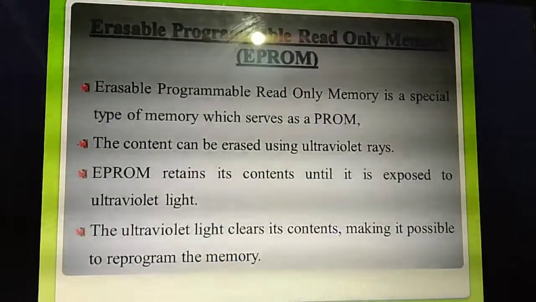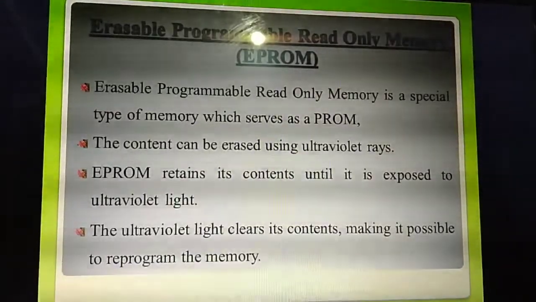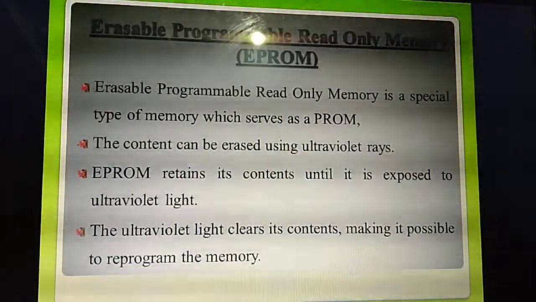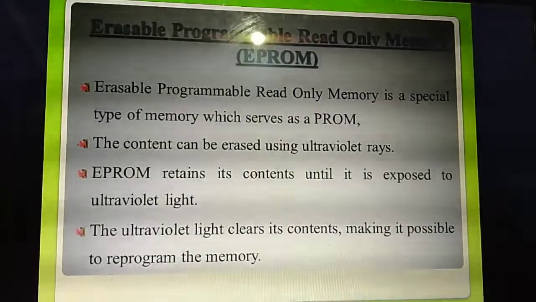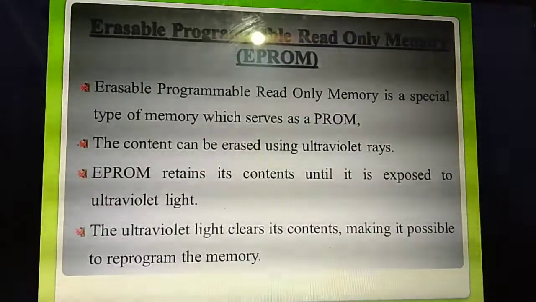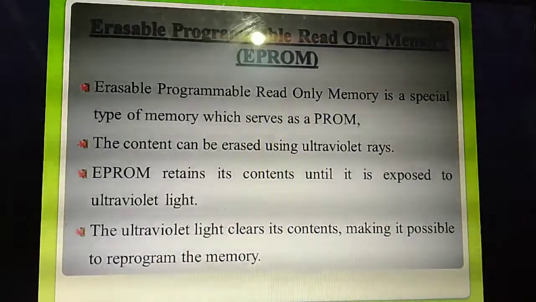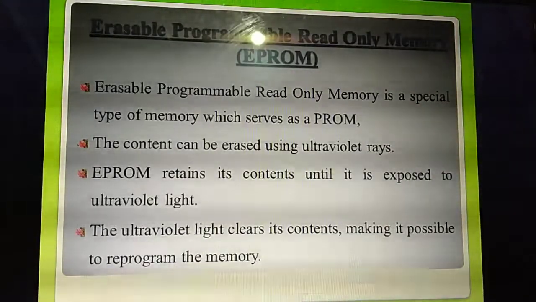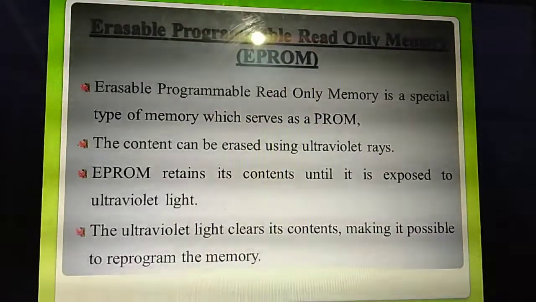EPROM. What do you mean by EPROM? Erasable, the name itself says erasable. So the data available in this ROM chip can be deleted by one source. That source is called ultraviolet rays. The content available in the EPROM chip can be erased by using which one? Ultraviolet rays. If ultraviolet rays fall on this chip, the content may get spoiled. But even if the content gets spoiled, we can reprogram that content. That is the important thing.